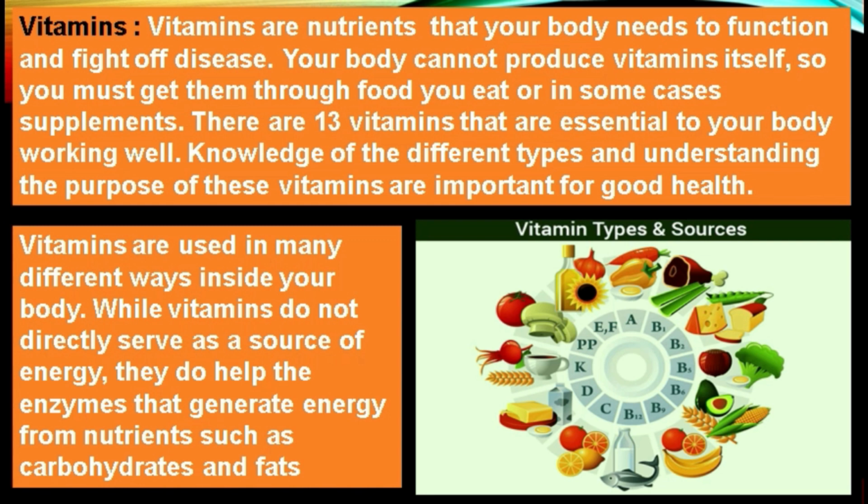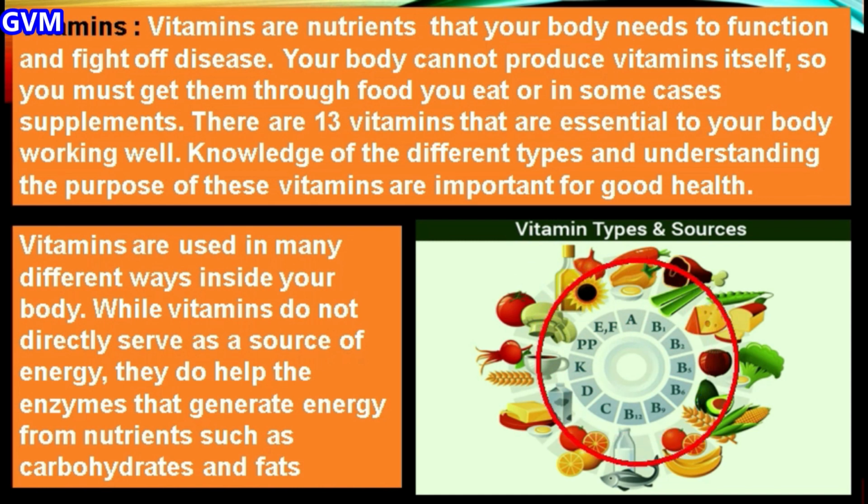And students, there are 13 vitamins that are essential for the proper functioning of our body. So the knowledge of the different types and understanding the purpose of these different kinds of vitamins are important for our good health. Students, vitamins do not directly serve as a source of energy. In fact, they help the enzymes to generate energy from nutrients such as carbohydrates and fats. As you can see here, there are different kinds of vitamins that are essential for the proper functioning of our body. Now, moving on towards the next slide.